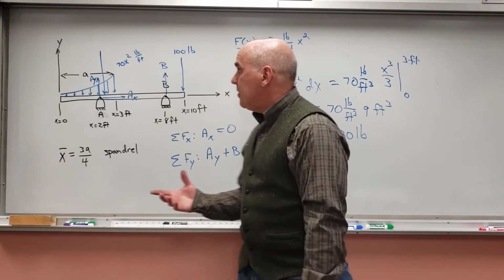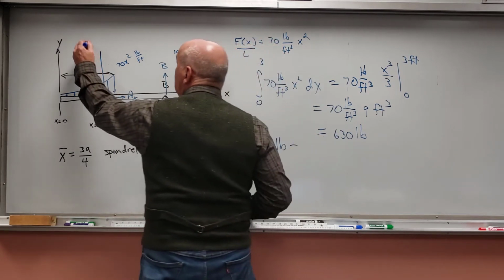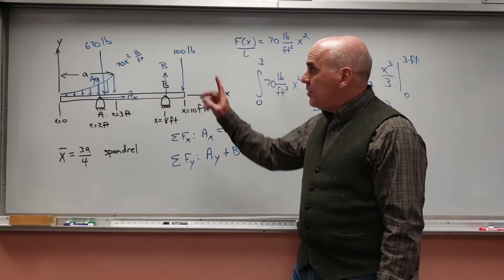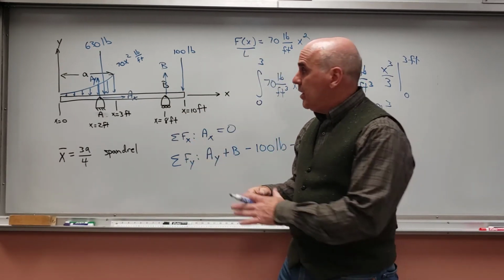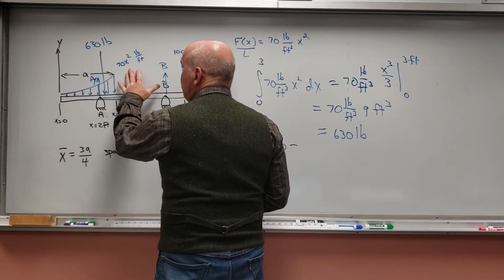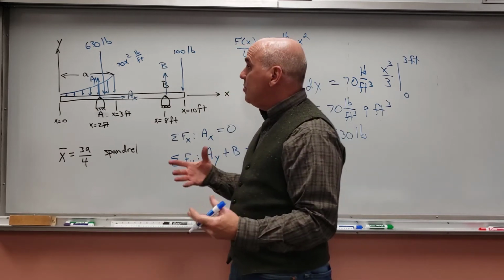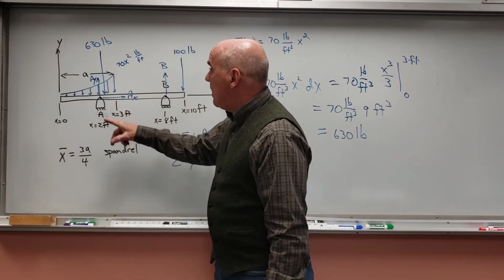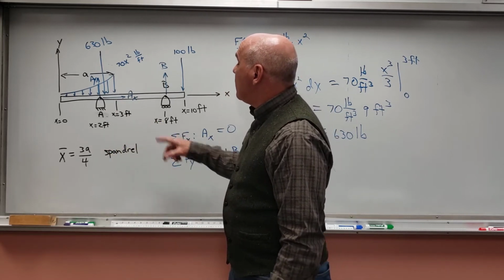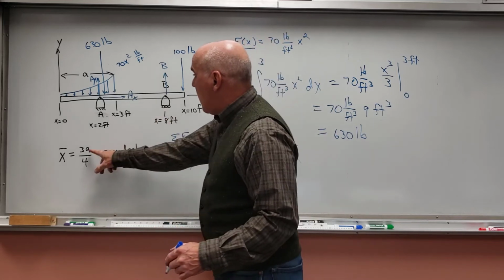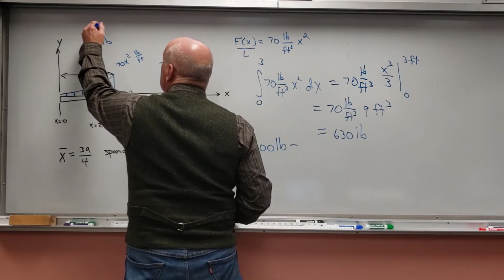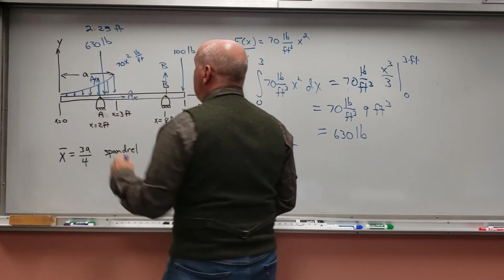And so the idea here is all 630 pounds are concentrated at that point. So basically, this was my distribution of force based on this function, but I'm going to ignore that distribution and assume the entire force is located at, what did we say, 3, I didn't write that down, but it was 9 over 4, so 2.25 feet. So 2.25 feet, that's where that's located.